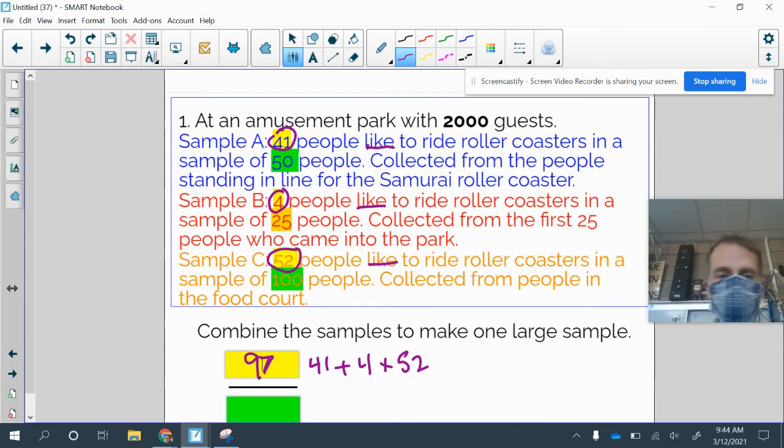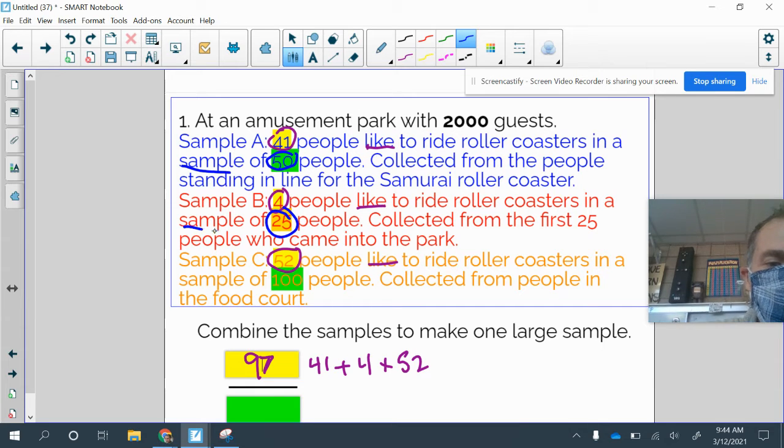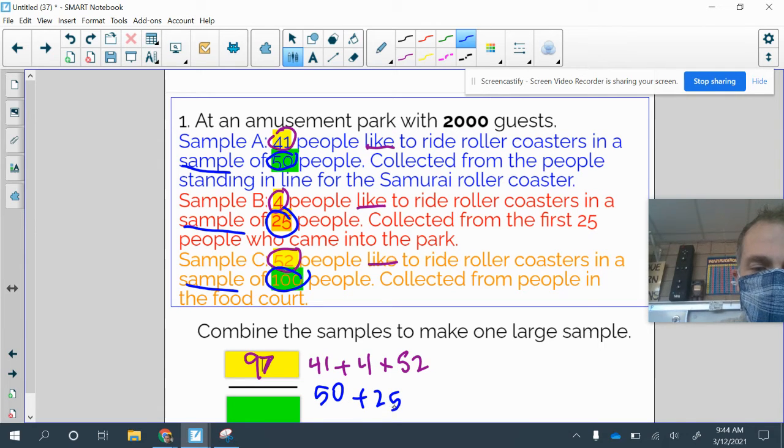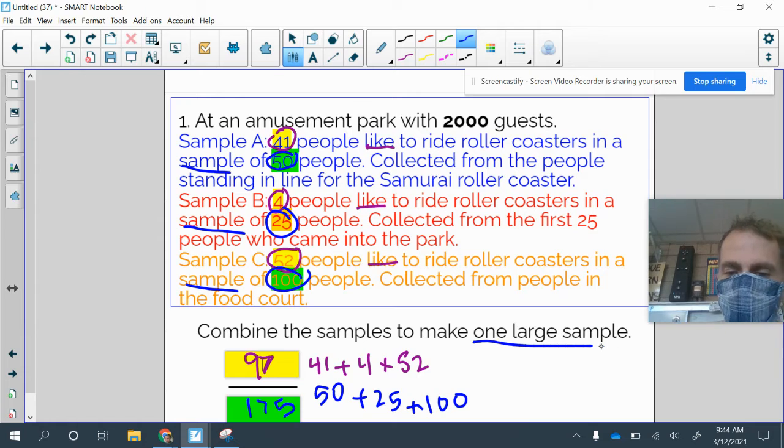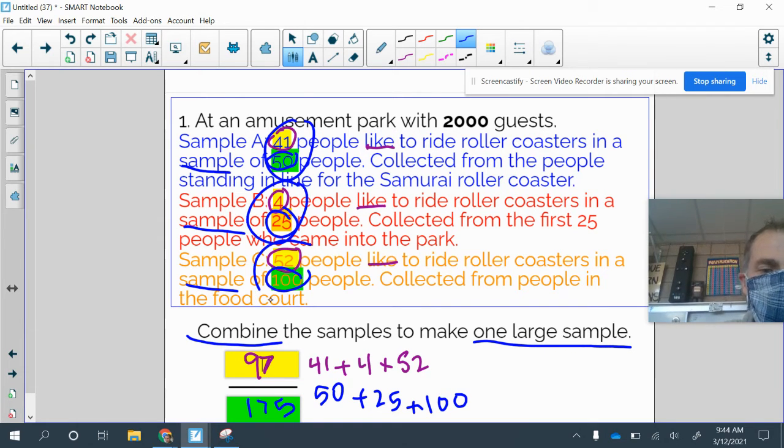Okay. And then out of, there were 50 people sampled here, 25 people sampled here, and 100 sampled here. So 50 plus 25 plus 100 is going to get you 175. Do you see how you do that? So now we have one large sample. We combined these three samples to make this one big one.